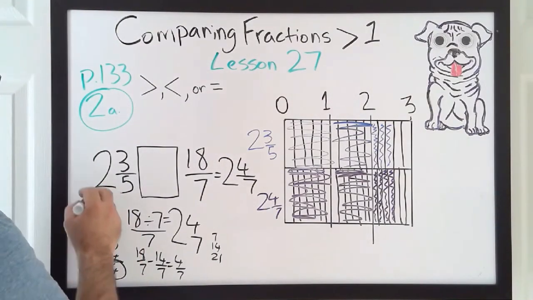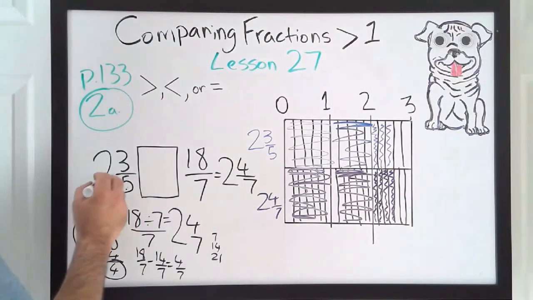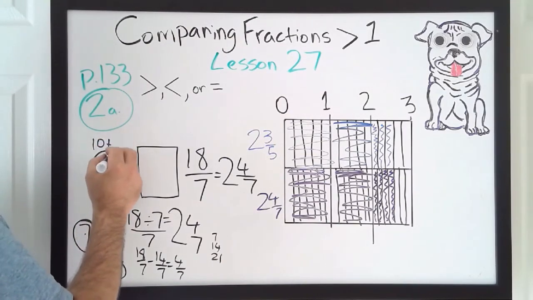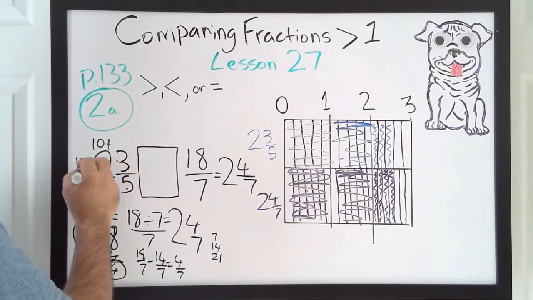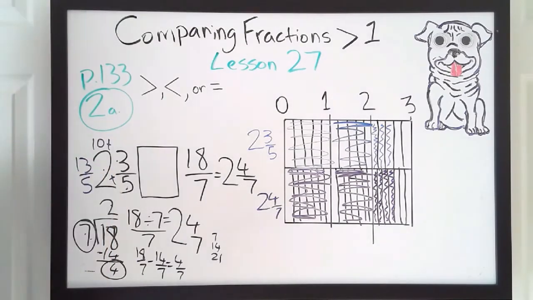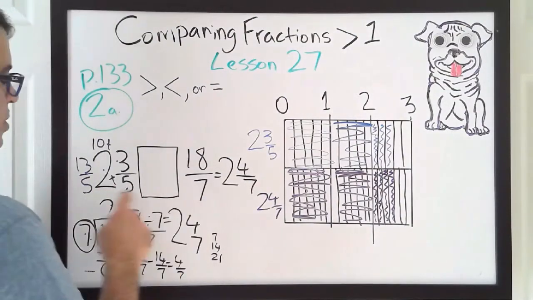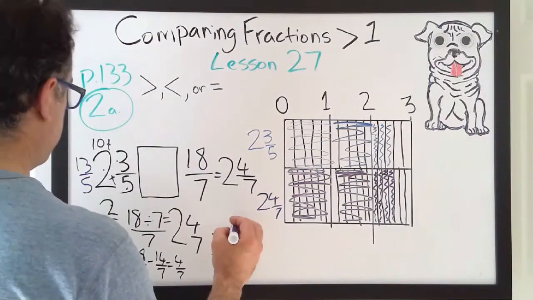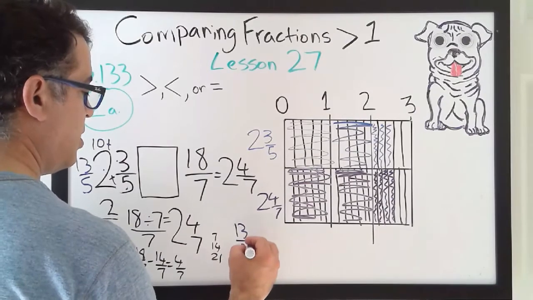Okay. So what I'm going to do first is I'm going to turn this into an improper fraction. 5 times 2 is 10. 10 plus 3 is 13. So this is actually 13/5. Now what is my common denominator here? We're going to have to use 5 times 7. So let's start this over down here. So 13/5 times 7/7.